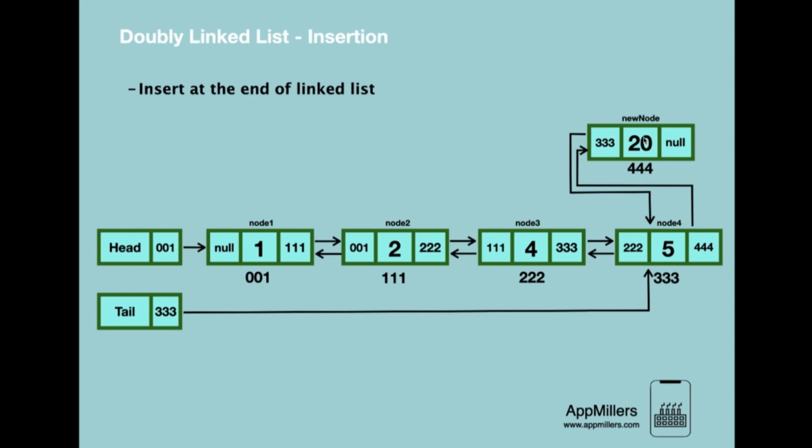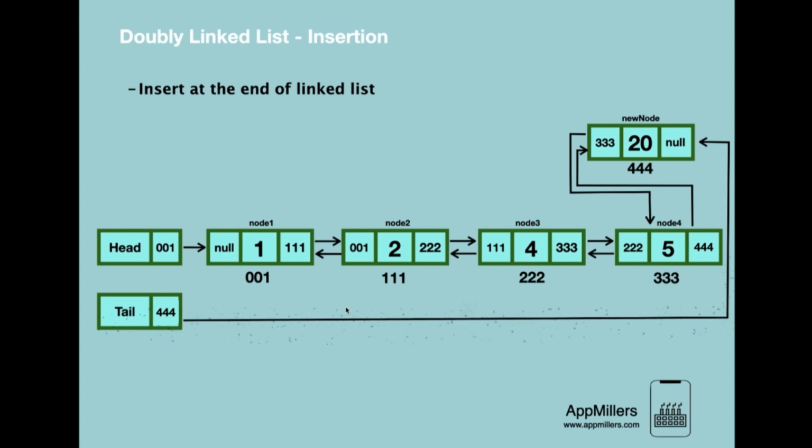So by setting it to 444, we are creating a link between node 4 and new node. So finally, we need to set our tail to reference to our new node. So we know that our new node's physical location is 444, so we will set tail's reference to 444. So by setting it to 444, we create a link between tail and new node. So when we create a link between tail and new node, the previous link between tail and node 4 get destroyed. So with this, we successfully insert an element at the end of double linked list.